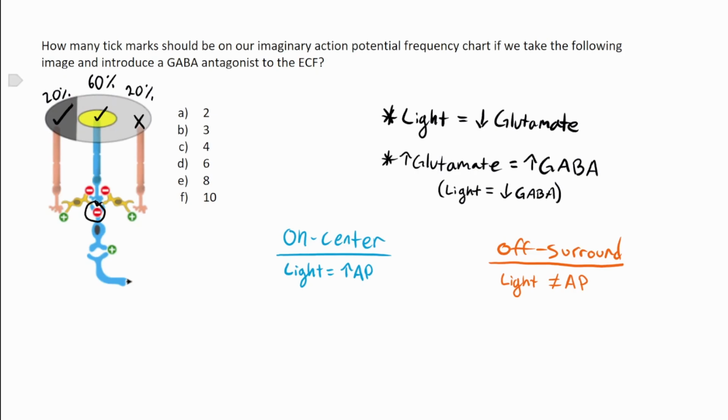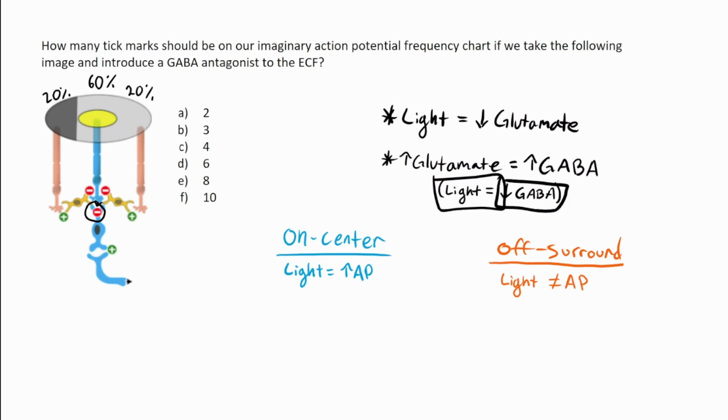And so if we change the 60% into 6 and the 20% into 2, 6 plus 2 is 8. That is if we weren't looking at GABA. We're essentially getting rid of GABA. A GABA antagonist will bind to the GABA receptor and not do anything. And so it's as if we got rid of all the GABA. In other words, it's as if we made the entire thing light.